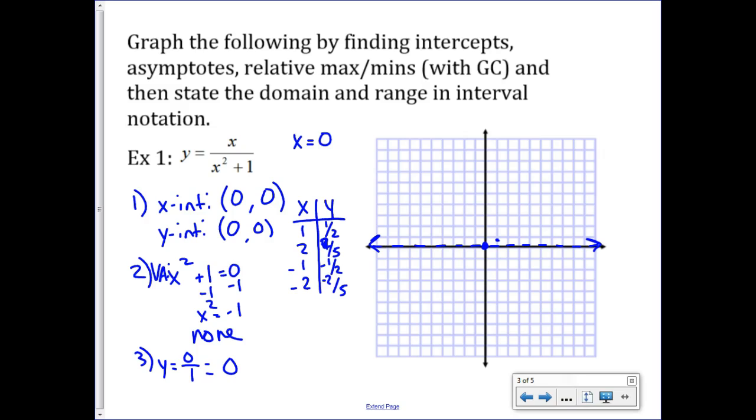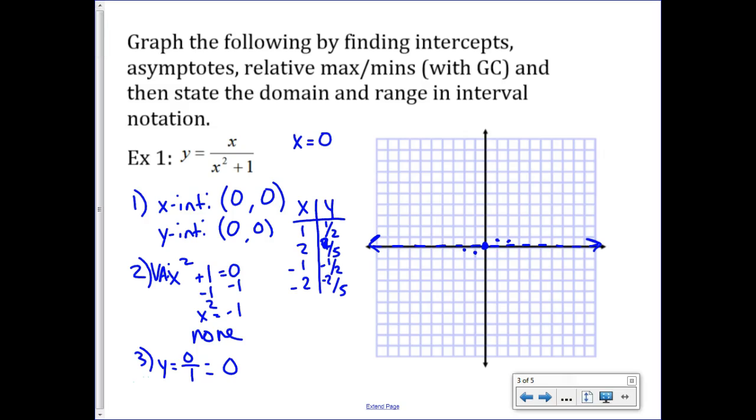And over 2, up 2/5. Left 1, down 1/2. Left 2, down 2/5. So then to find the relative max and mins, go into your graphing calculator and type this in, and you're going to find the maximum point and the minimum point at each of those spots. So go ahead and take a second to do that.